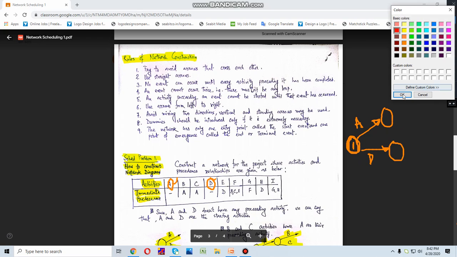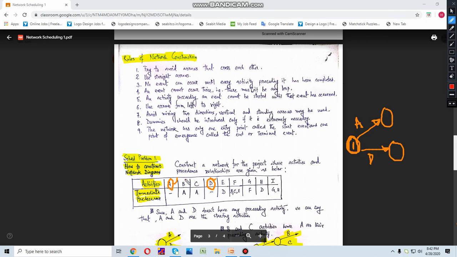Now let us use a different color here. Now see, both B and C have the same predecessor. Okay, they have the predecessor as A. So that means B and C have to be generated from A. So this is what the condition means. So whenever you find an immediate predecessor given to you, that suggests that the activity has to be generated from its immediate predecessor.